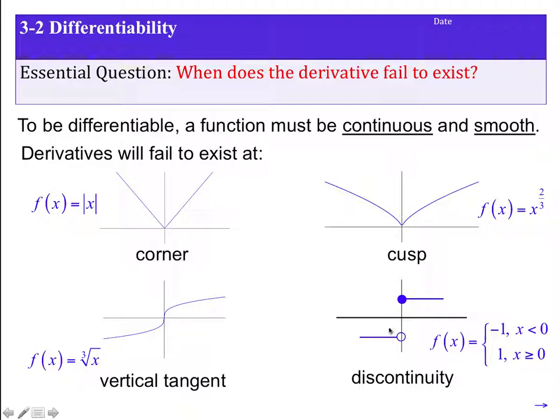So these are the four types of situations where we cannot find a derivative. I guess the flip side to that is if we don't have one of these four situations, we can find a derivative.